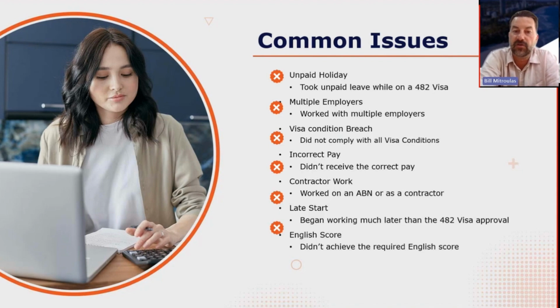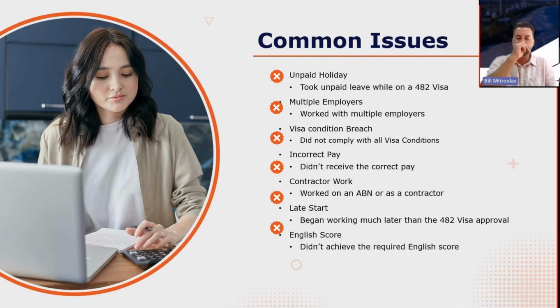Contractor work. So if you've worked on an ABN as a contractor, it's pretty well documented that when you lodge a nomination for a skill in demand visa or a temporary skilled shortage visa, it's a full-time contract with a tax file number. The issue may arise when you might already be employed with your sponsor, but as a contractor or getting paid with your ABN. From the day your visa is granted, you need to be transferred to an employee and paid by a tax file number as per your contract.